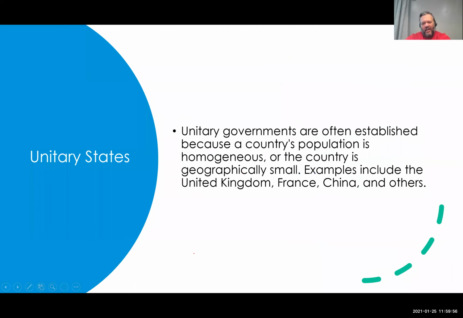There are two characteristics in general that would lend a country to follow a unitary system instead of a federal system. Those two are that the country's population is homogenous, meaning the culture is very similar throughout the country, or the country is very geographically small. Some examples are the UK, France, China. You saw the map earlier. Obviously, China does not fall in the geographically small part, and there are some different ethnicities for sure within China. So there are always exceptions to rules, but you get the idea.